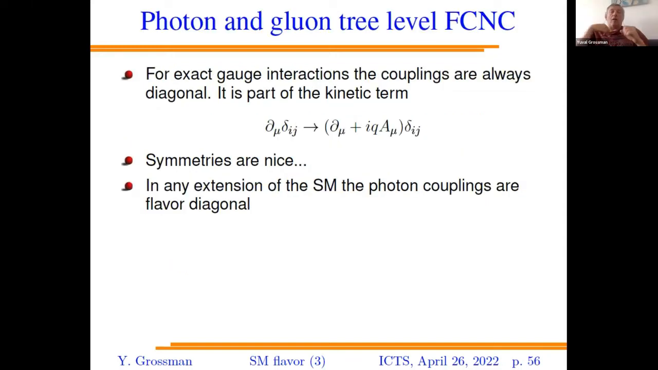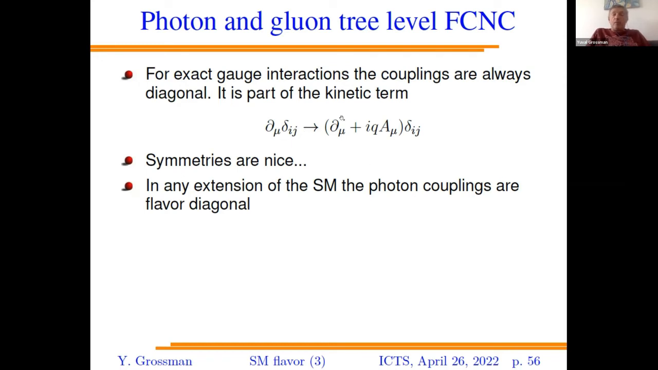What I'd like to do now is explain why there's no flavor change in neutral current at tree level in the standard model. Let me start with the gluon and the photon. The reason that they are diagonal is the same, and the reason is a symmetry argument. The symmetry argument goes as follows.